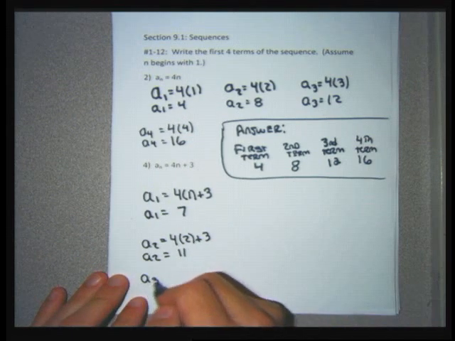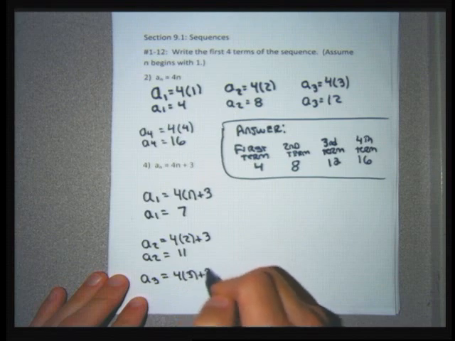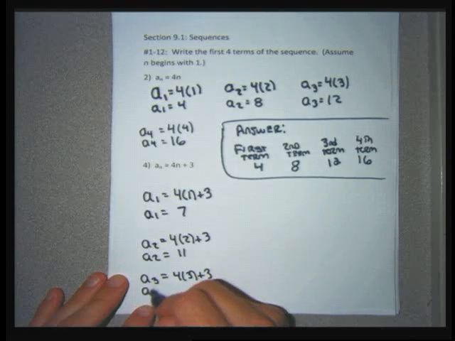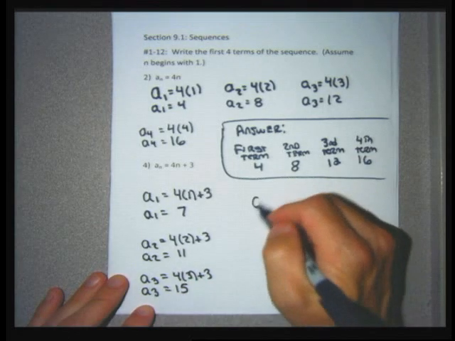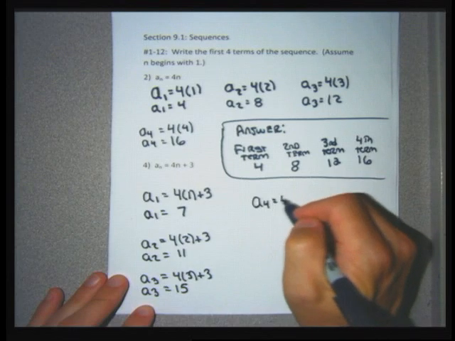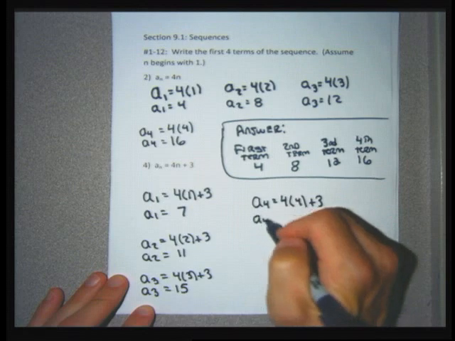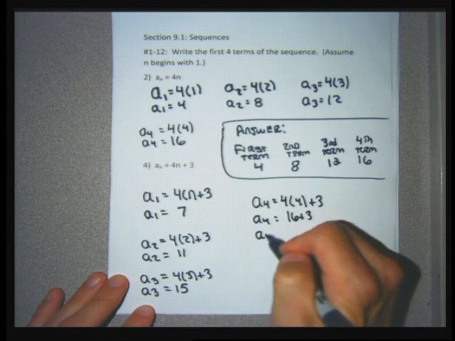If I do a sub 3, that's going to be 4 times 3 plus 3. So a sub 3 is going to be 12 plus 3, which is 15. And then a sub 4 is going to be 4 times 4 plus 3, which is 16 plus 3, which is 19.